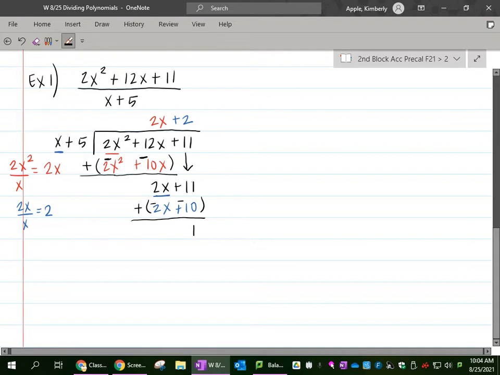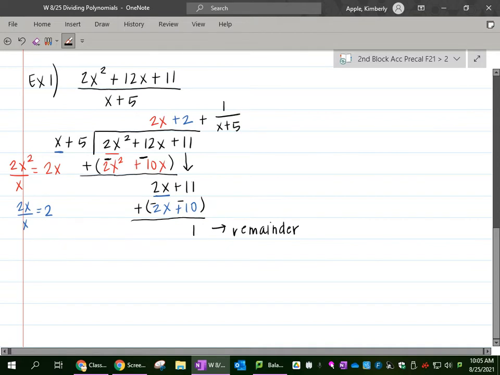But let's notice a couple different things. X will not go into 1. Also, the top is all full. There's nowhere else to write anything. So this is the remainder. And we write this in a specific way with polynomials. We write it as a fraction of the original divisor. This is a positive 1, so this will actually be plus 1 divided by x plus 5.